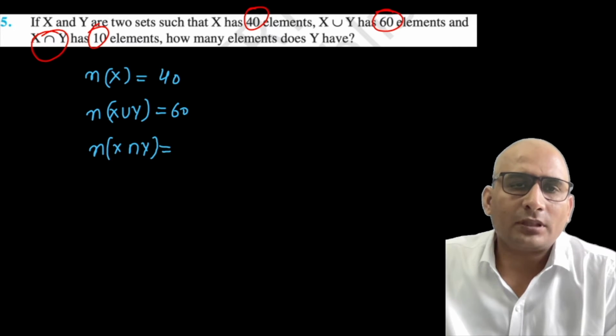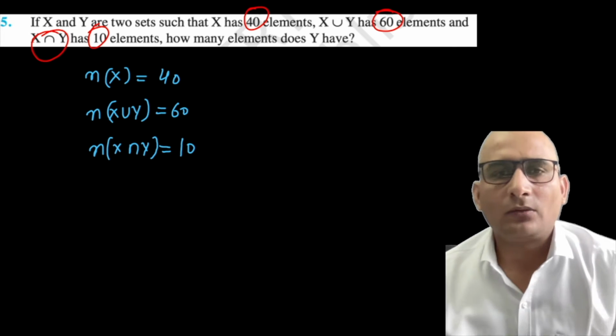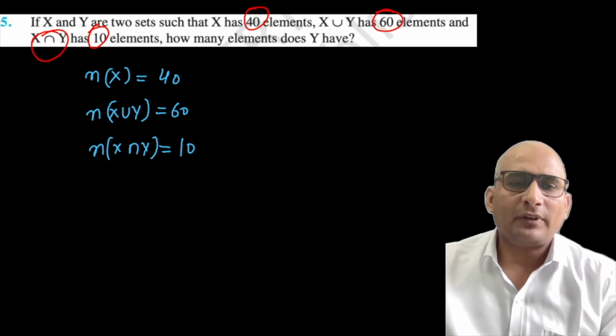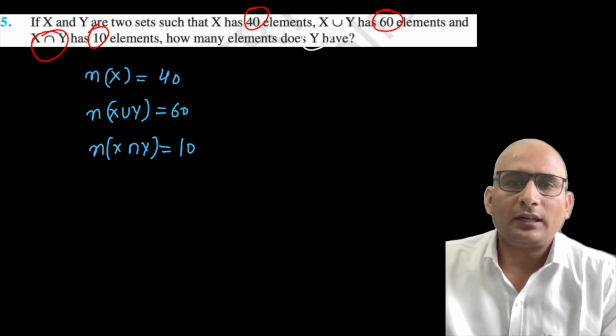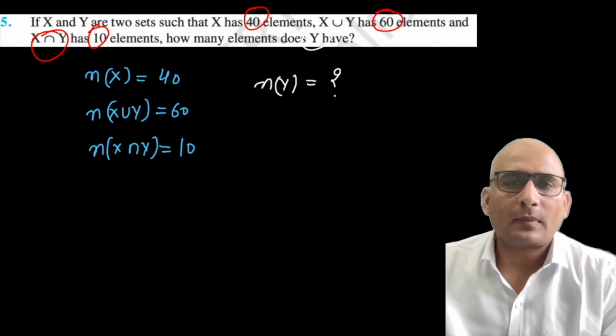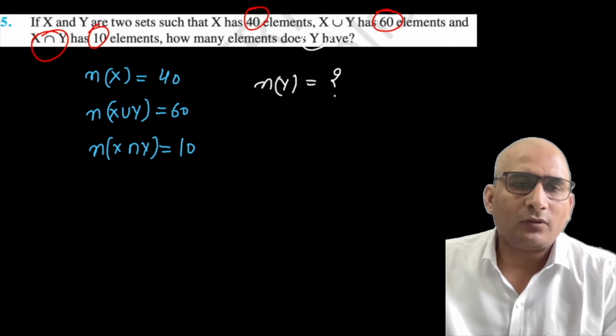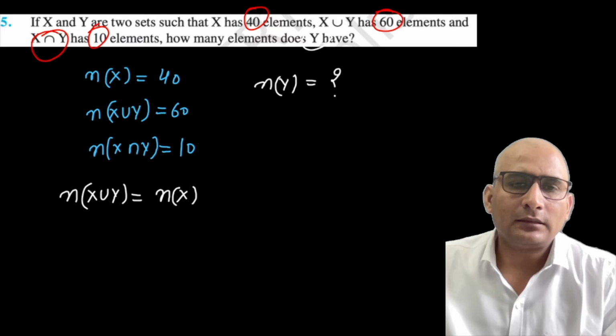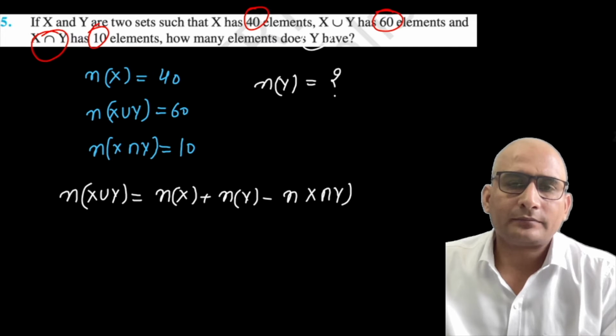First, it is very important to know what is given in this question, and here we need to find Y. We need to find n(Y) in this question, right? Now let us apply that formula. We know n(X union Y) is equal to n(X) plus n(Y) minus n(X intersection Y), right?